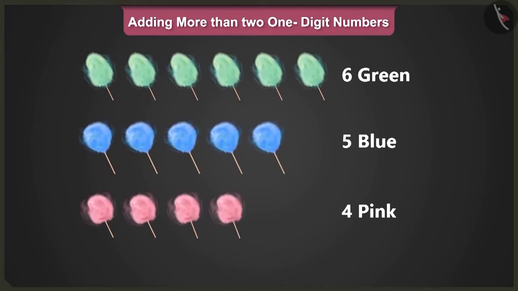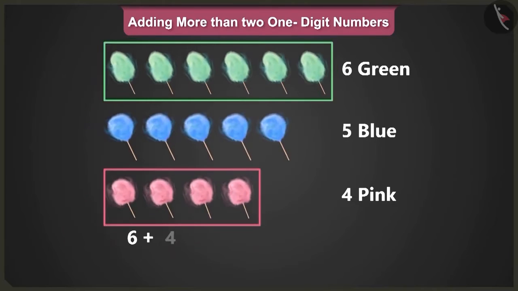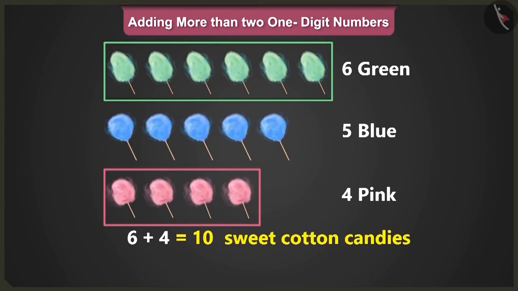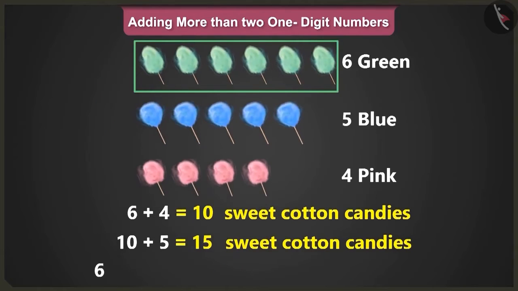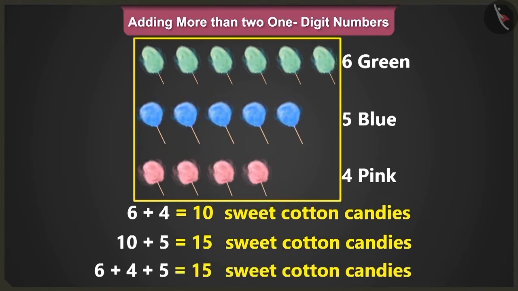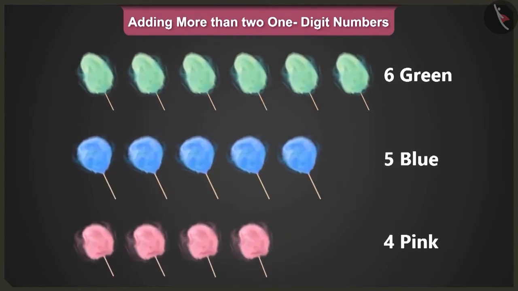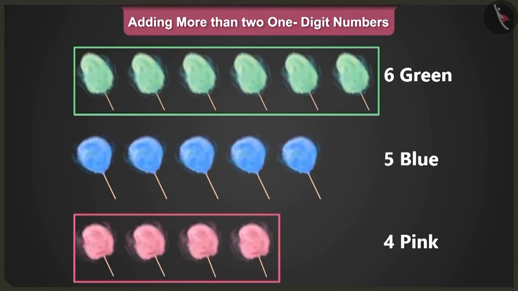Well done, Pillu. Now tell me, what is the total number of cotton candies here? I will add up the number of green and pink sweet cotton candies first. So 6 and 4 makes 10 sweet cotton candies. Now to this 10, add the number of blue candies, that is 5, which makes it 15. So when we add 6, 4 and 5, we will get a total of 15 cotton candies. Well done, Pillu. But tell me, why did you first add the number of green and pink cotton candies?